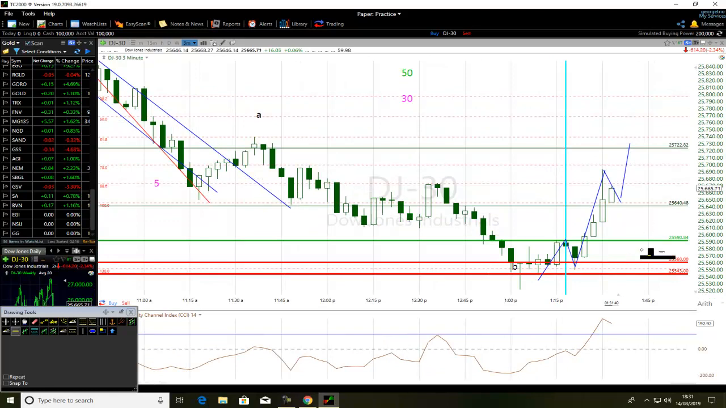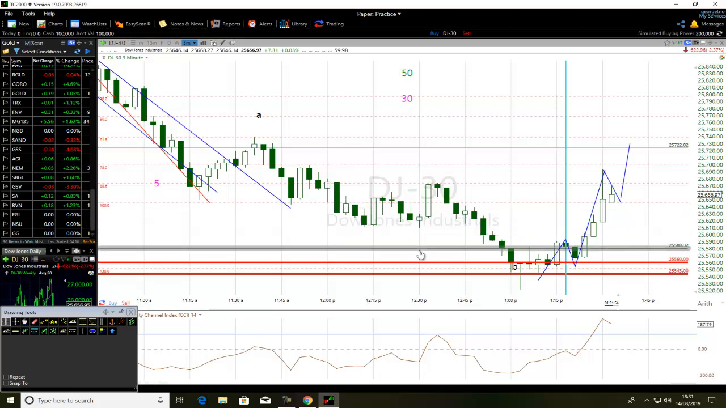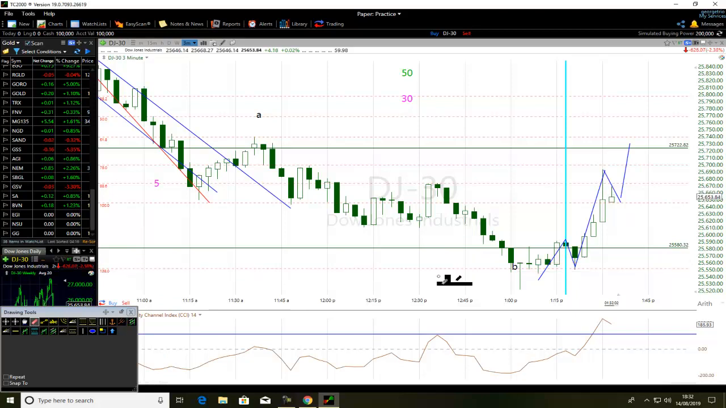So I'm out of all these trades now, okay? So I'm looking for another entry point. If you have another pullback here, what's going on here? I don't like it, okay? So we remove those red lines. We don't need them anymore.